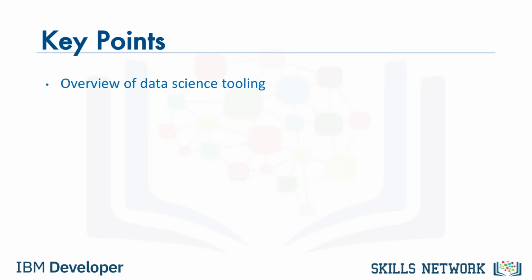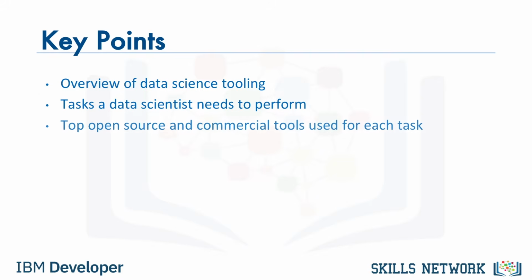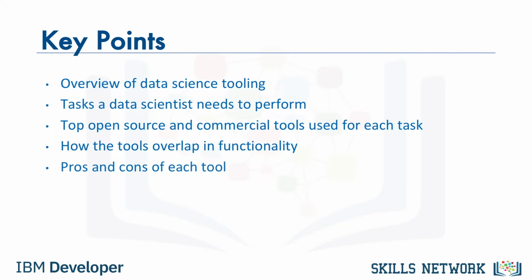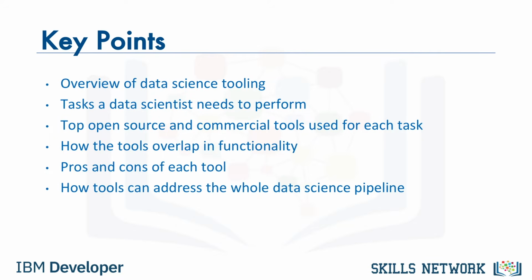You've begun one of the most complete overviews on data science tooling that you'll currently find on the internet. This doesn't mean that we cover each and every tool, but later in the course we'll introduce a comprehensive list of tasks a data scientist needs to perform, and give you the top 2 or 3 open source and commercial tools available to complete them. We also explain how the tools overlap in functionality, what their pros and cons are, and how these tools can address the whole data science pipeline.